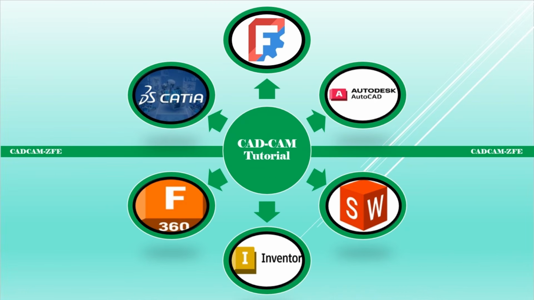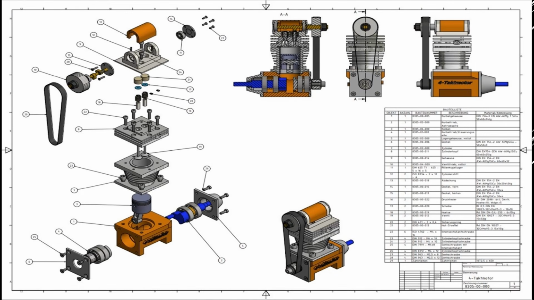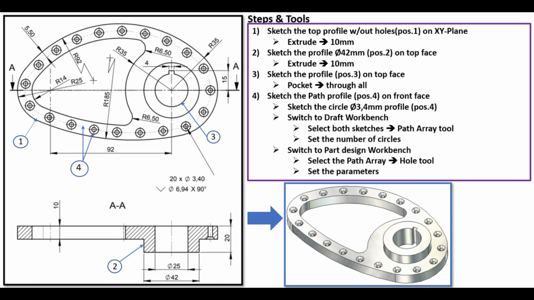In this quick and informative tutorial, I will show you how to create a 3D model from the existing 2D drawing with the help of FreeCAD tools like Extrude, Pocket, Hole, and Path Array. This is the exercise for today. To create this 3D solid part, we used different workbenches and their tools. Here you find the steps and the tools that I used to convert this 2D drawing into a 3D solid part.